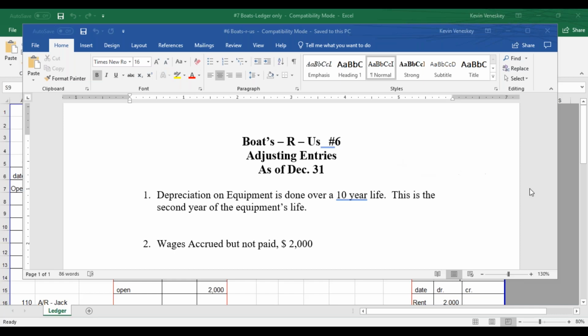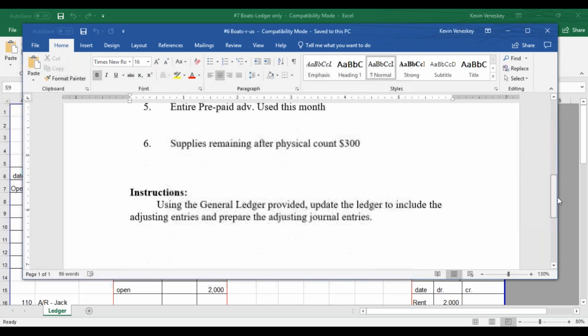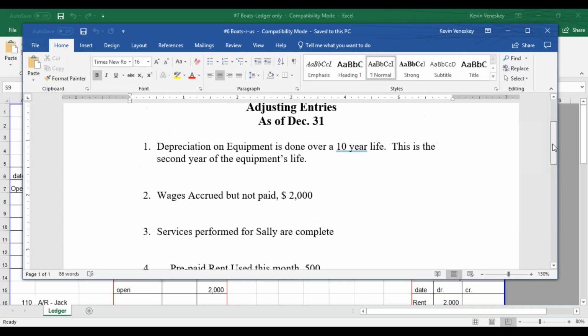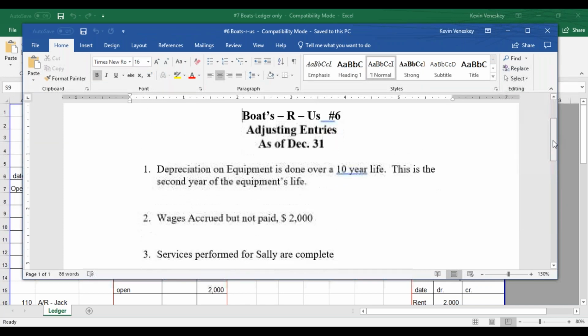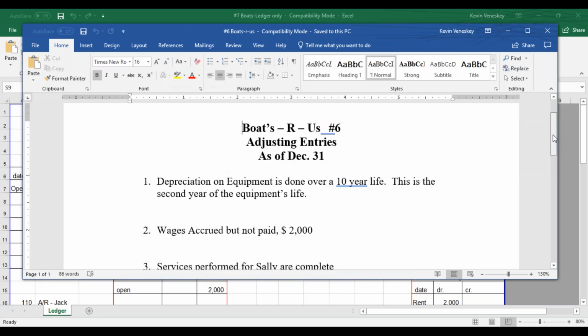So with this example with the Boats R Us, we have 6 different adjusting entries that we need to do at the end of the year. Remember, adjusting entries do not involve cash. They are items that we have to remember to do that aren't necessarily obvious, but for accrual accounting, we have to update our revenue and expenses when they occur, not when cash is paid.